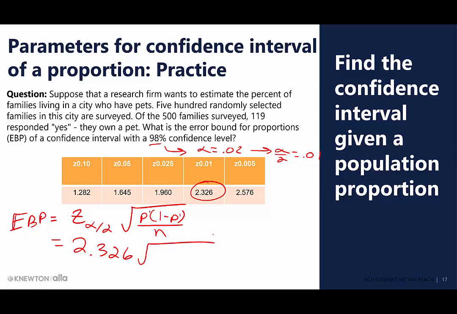Well, we don't know P prime, but we can calculate it. Let me come over here to the blue. P prime is equal to X over N. Of the 500 families surveyed, 119 said yes. The people that said yes, that's your X. 119 over 500.